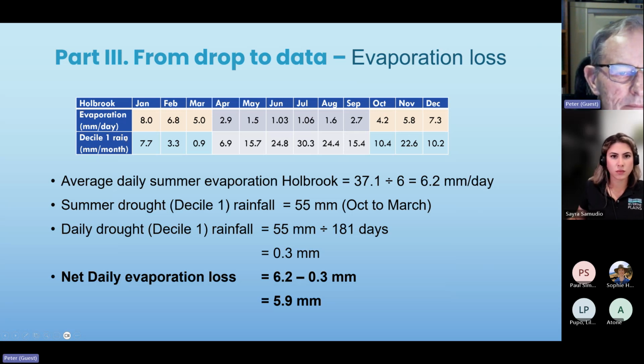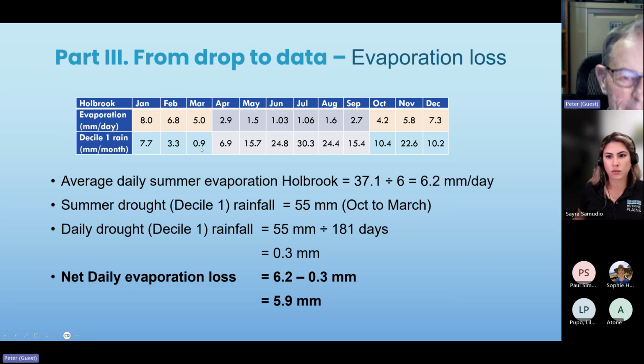Decile 1 rain means the lowest 10% of rain. The Bureau of Meteorology keep those records and give us ranks of the rain. So it's not the average rainfall, it's decile 1, meaning not much rain, which is what happens in a drought. We get very little. This time, notice that it's millimetres per month. So January, Holbrook, 7.7 millimetres per month. February, 3.3 millimetres per month, and March, 0.9, and so on.